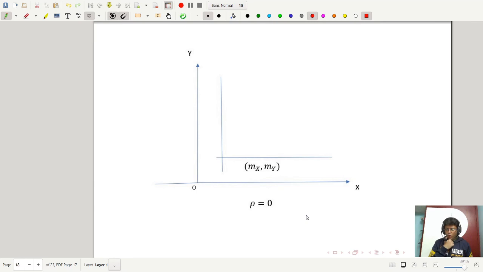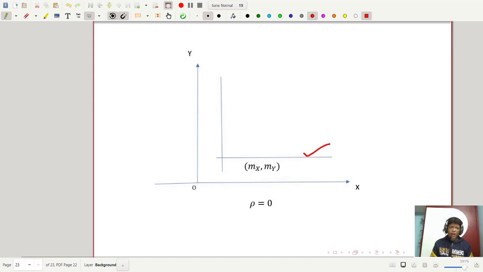This is your rho equal to 0. So rho equal to 0 means no correlation, uncorrelated. So there is the least possible concentration of the probability mass near the regression lines y equal to my. So this is your y equal to my line that is parallel to the x-axis, and this is your x equal to mx line that is parallel to the y-axis. Their point of intersection is mx, my. So rho equal to 0, no correlation between them.